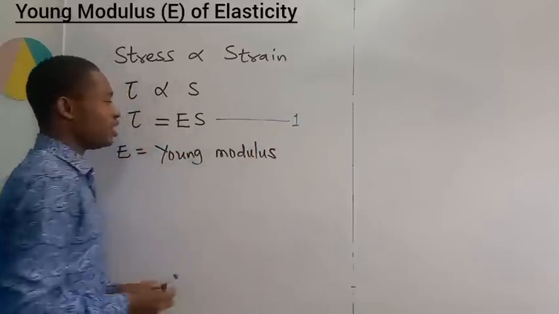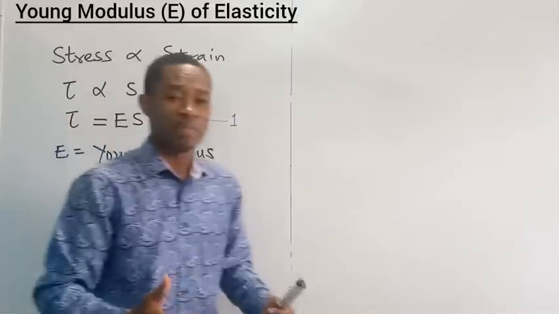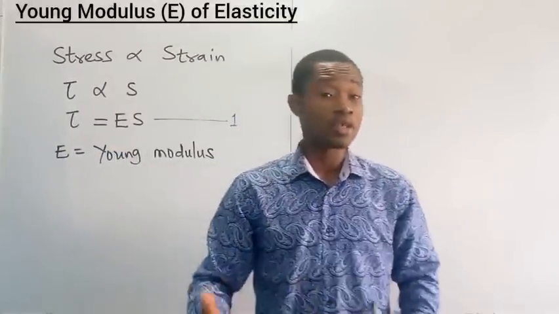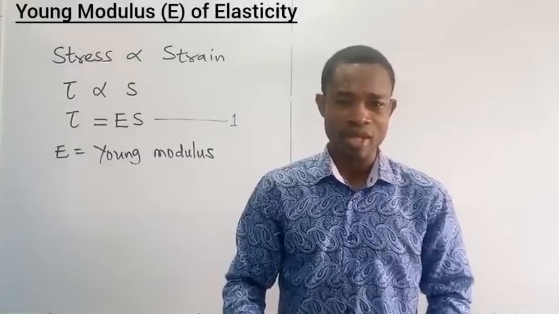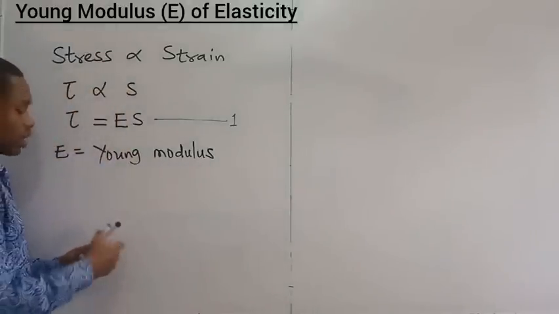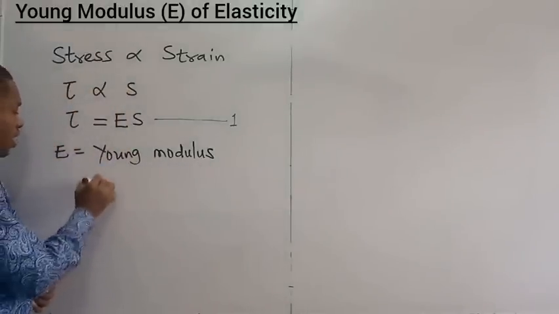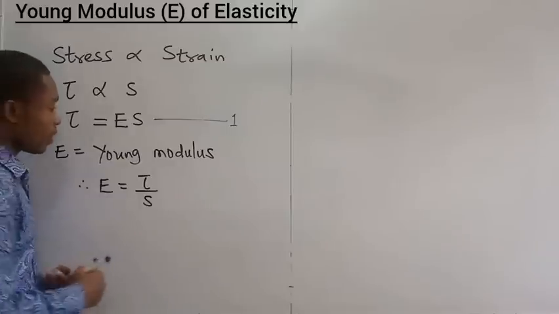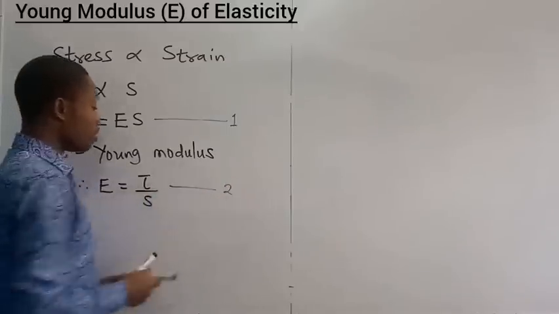So you see clearly that Young modulus, if I make it subject of the formula, is going to be stress divided by what? Strain. Do you agree with that? If I make it subject of the formula, it's going to be stress divided by what? Strain. And of course, we have it here in this format, stress divided by strain. So this is the formula for Young modulus.